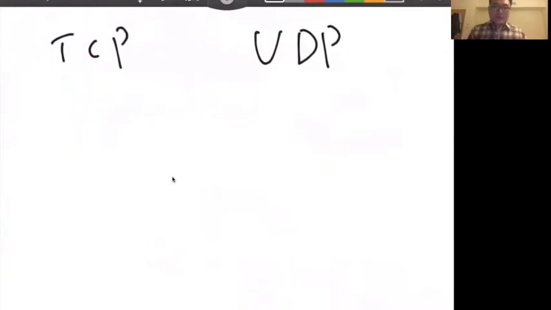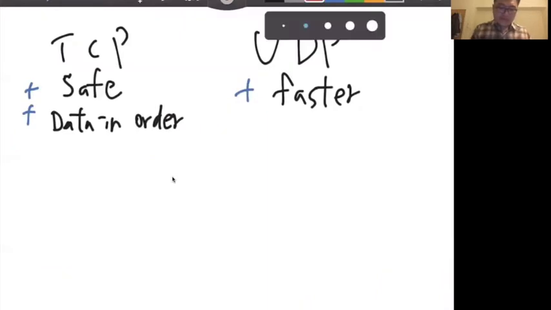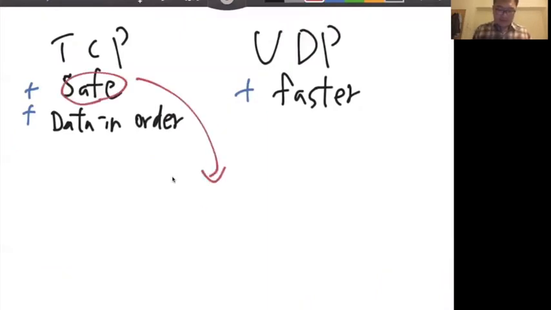So in summary, what's a good part for TCP? What's a good part for UDP? For UDP, faster. For TCP, safe. And also data in order. So the safe here means no losing, no missing data.